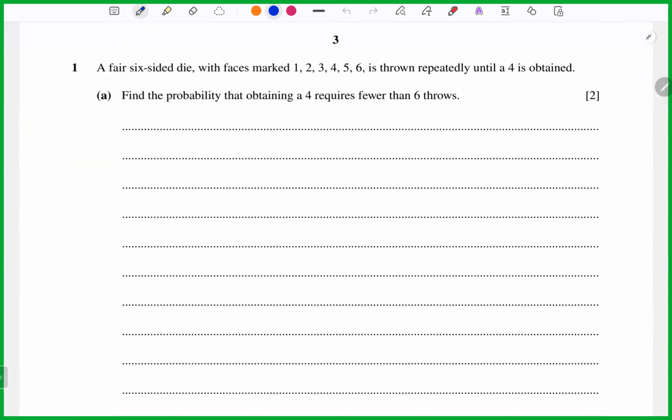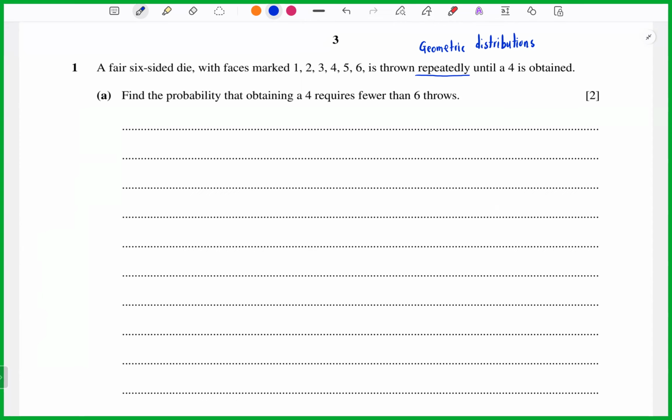A fair 6-sided die with faces 1, 2, 3, 4, 5, 6 is thrown repeatedly until a 4 is obtained. When we see this keyword "repeatedly", we need to use the geometric distribution. Find the probability that obtaining a 4 requires fewer than 6 throws.